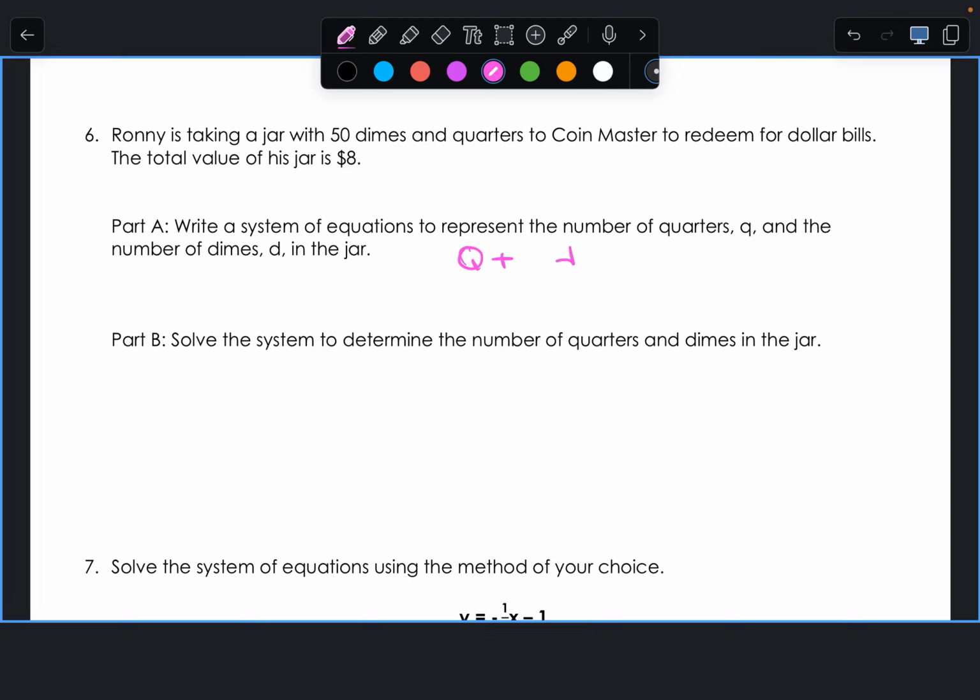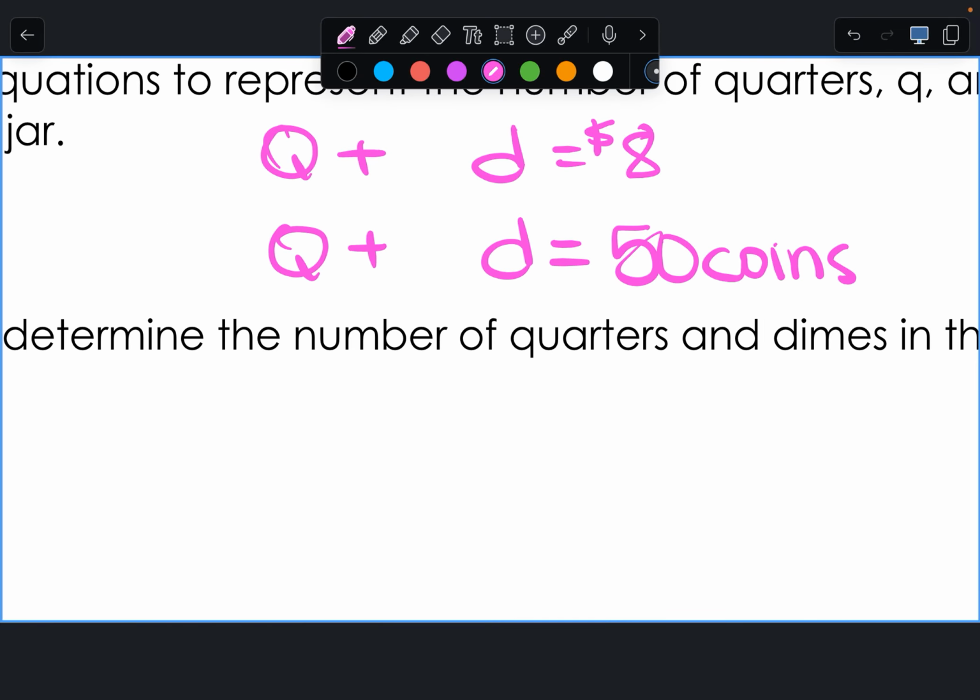Q for quarters, D for dimes. This one gives us both totals. What are my 2 totals? $8 and 50 coins. Now, 8 is a dollar amount, meaning you have to attach a price to your variables. What is the price of a quarter? 0.25. Very important that you write it in decimal form, because if not, it's going to accept it as $25. What about dimes? 0.10. Now, 50 is my coins. Those are my items and objects, which would mean that the coefficient is 1.